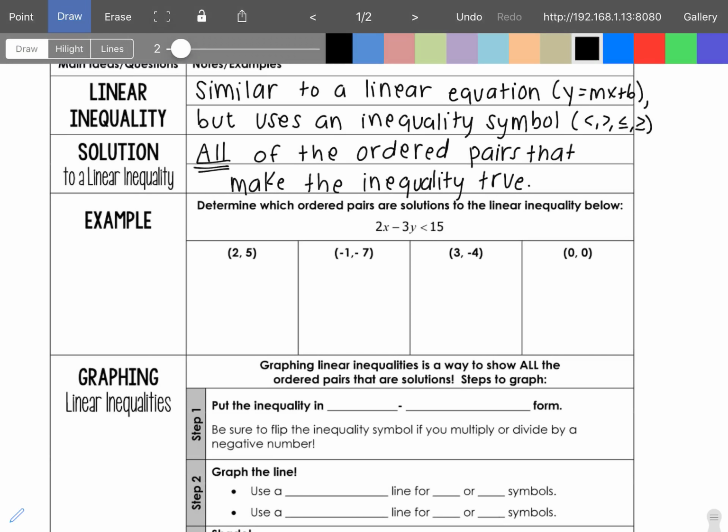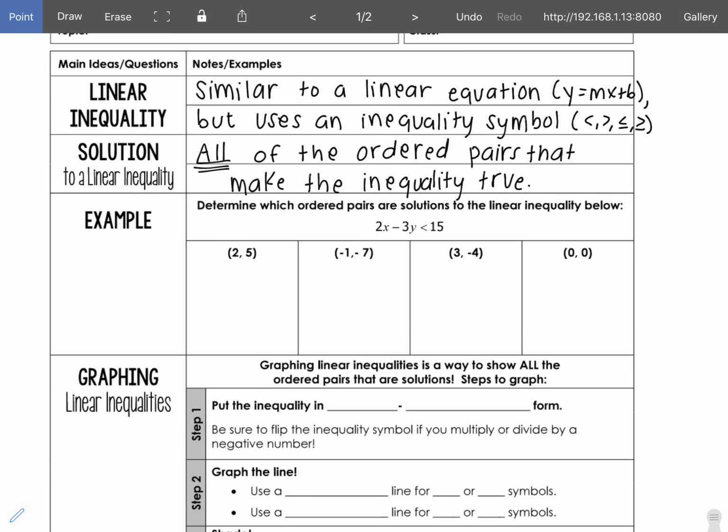Today our lesson is on linear inequalities. So let's define what a linear inequality is first. It's similar to a linear equation. Remember, a linear equation is y equals mx plus b. A linear inequality is similar to that, but instead of using this equal sign, we replace it with one of these signs: less than, greater than, less than or equal to, and greater than or equal to.